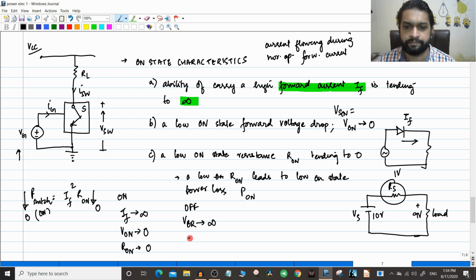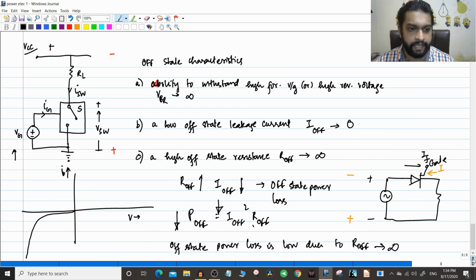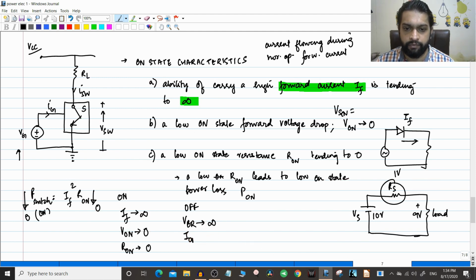And the next one, what was the second point? Yeah, leakage current. So the leakage current I off should be tending to 0 in off state. Also, the resistance offered during the off state should tend to infinity. So this is for an ideal switch. This ideal switch can be an SCR, MOSFET, IGBT, anything. So basically these are general conditions that you have to see. In the next video, we will see what are the ideal characteristics with respect to the turn on, turn off, rise time, delay time, etc.